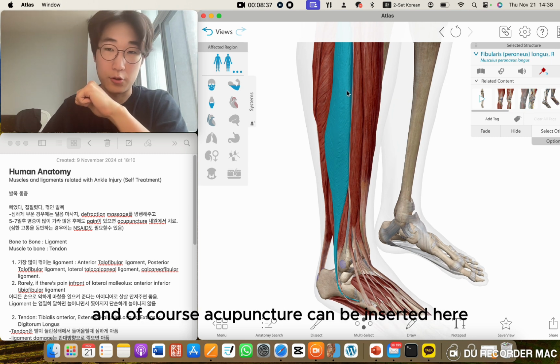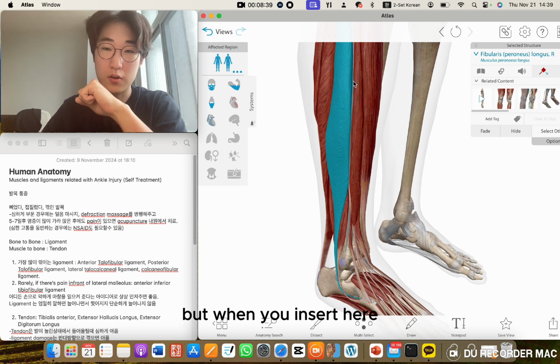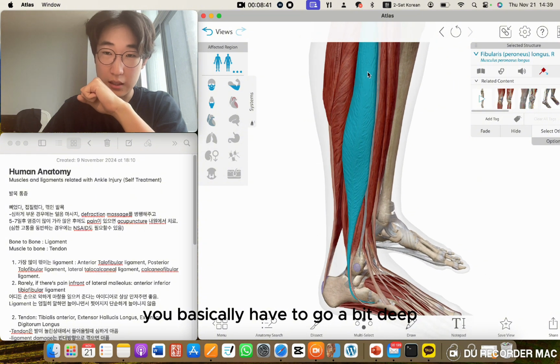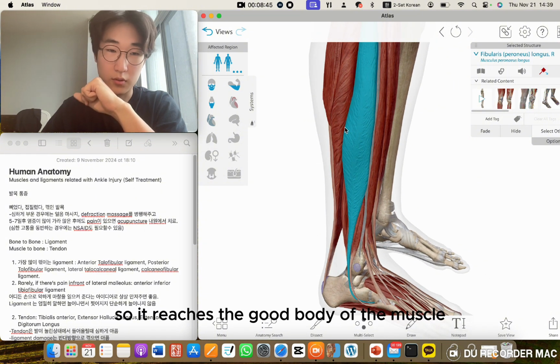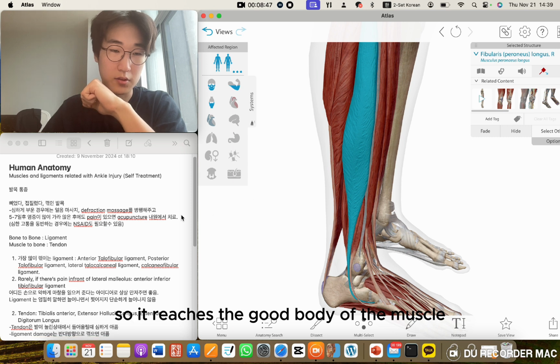And of course, acupuncture can be inserted here, but when you insert it here, you basically have to go a bit deep so it reaches the good body of the muscle.